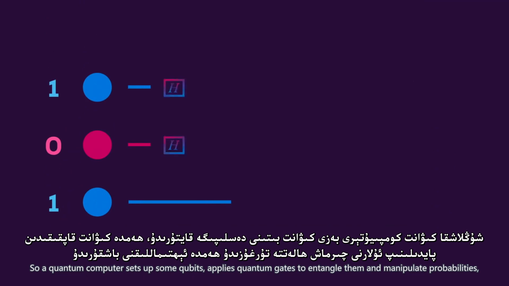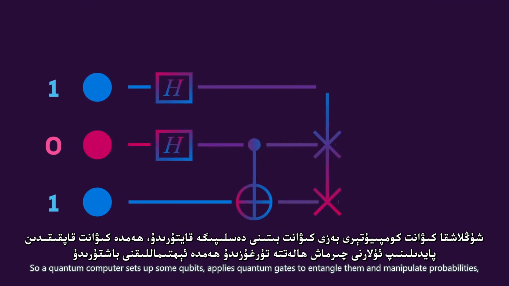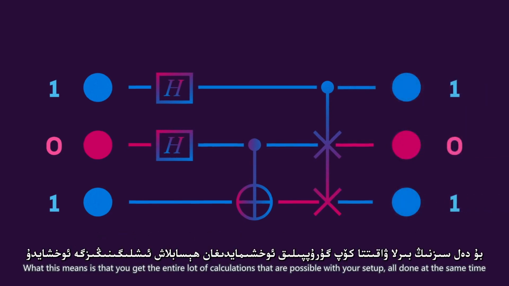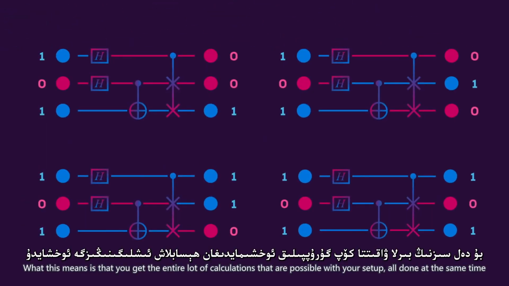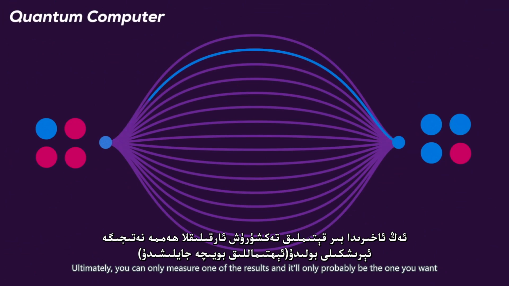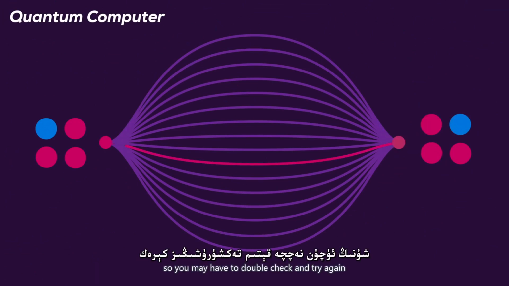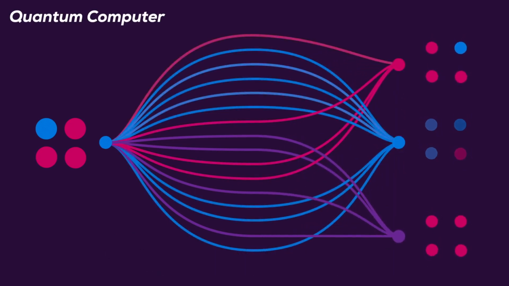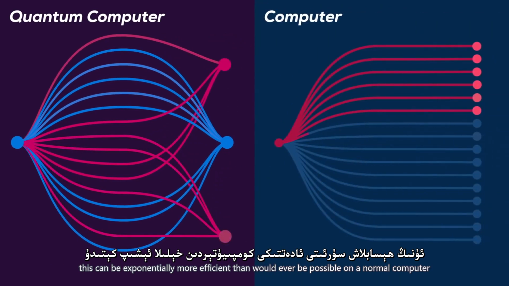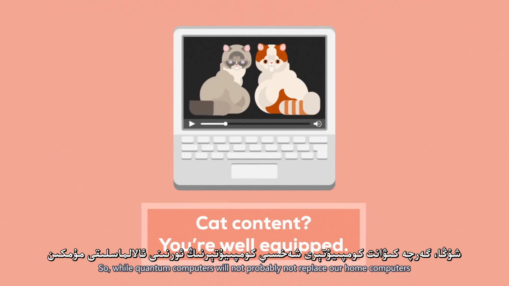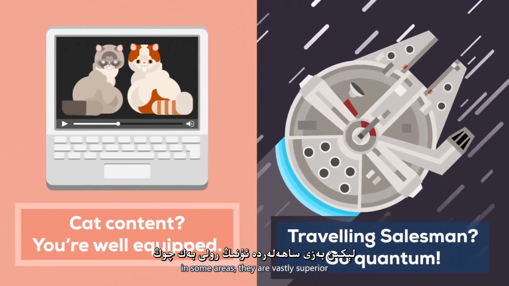So a quantum computer sets up some qubits, applies quantum gates to entangle them and manipulate probabilities, and finally measures the outcome, collapsing superpositions to an actual sequence of zeros and ones. What this means is that you get the entire lot of calculations that are possible with your setup all done at the same time. Ultimately, you can only measure one of the results, and it will only probably be the one you want, so you may have to double check and try again. But by cleverly exploiting superposition and entanglement, this can be exponentially more efficient than would ever be possible on a normal computer. So while quantum computers will probably not replace our home computers, in some areas they are vastly superior.